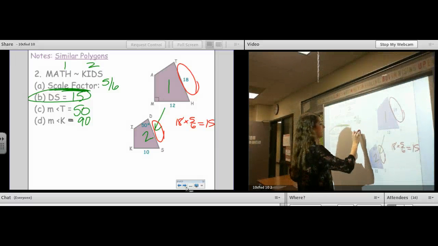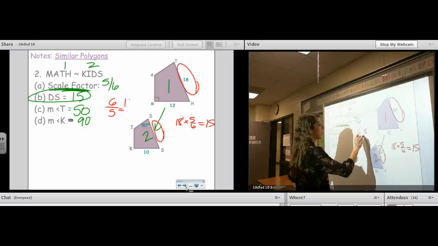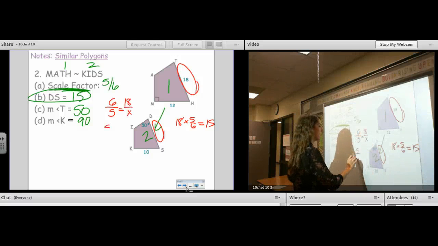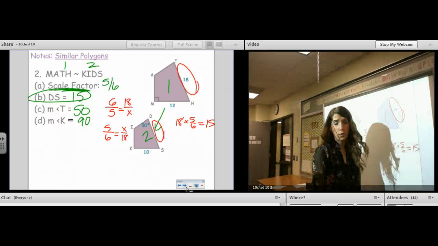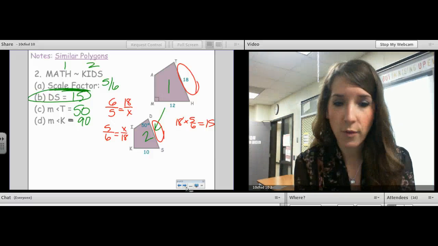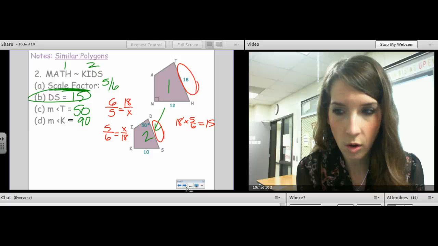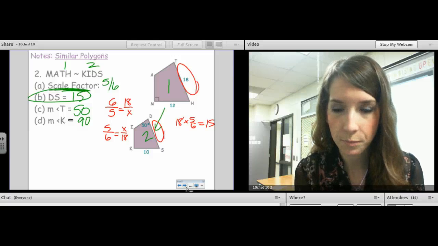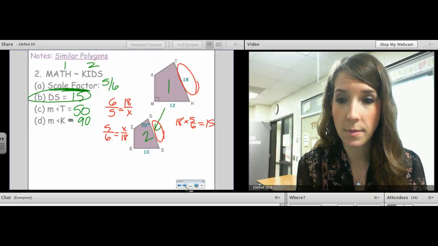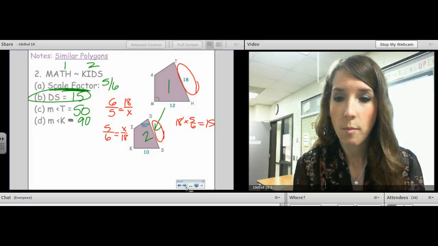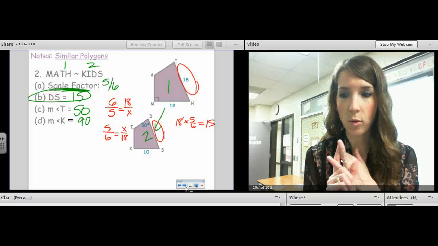If you didn't want to do that, you could set up a proportion. It doesn't matter which way you go. You could say 6 is to 5 as 18 is to X. Or you could have done the other way. You could have said 5 is to 6 as X is to 18, and you could have cross-multiplied. So when you're looking for a missing side, yes, Tahani, you always simplify your answers, always. So when you're looking for a missing side, you can either multiply by the scale factor or set up a proportion.